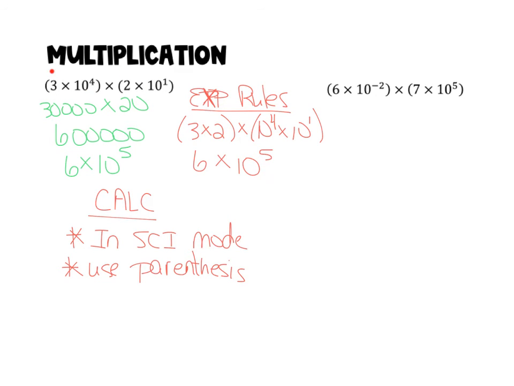Your parentheses are above your 8 and 9 keys on your calculator. So you'll do parentheses, 3 times 10 to the 4th, close parentheses, times, parentheses, 2 times 10 to the 1st, close parentheses, and then hit your equals, and it will do it for you. Obviously, you'll get 6 times 10 to the 5th. So if you would like, you can try this problem using your calculator and make sure that you get the correct answer.